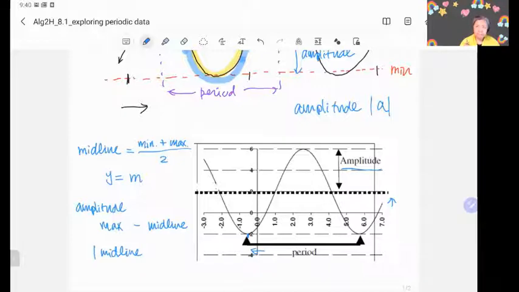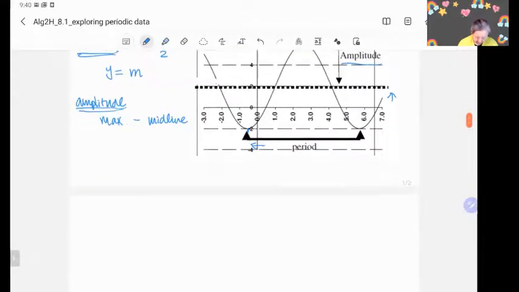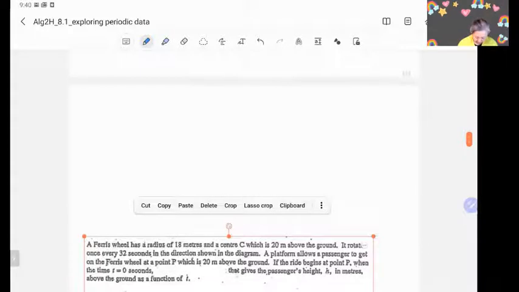Actually, I guess it depends. What if the midline is not minus, right? So for the definition, let's keep only this one there. Okay, midline is that way, amplitude is that way. And period depends on how you define the starting point and ending point, right? Okay, then let's do one example here.